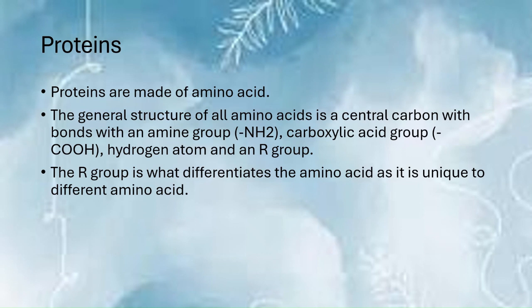So proteins are made of amino acids. The general structure of all amino acids is a central carbon bonded with an amine group, a carboxylic group, a hydrogen atom, and an R group. The R group is what differentiates the amino acid, as it is unique to different amino acids.